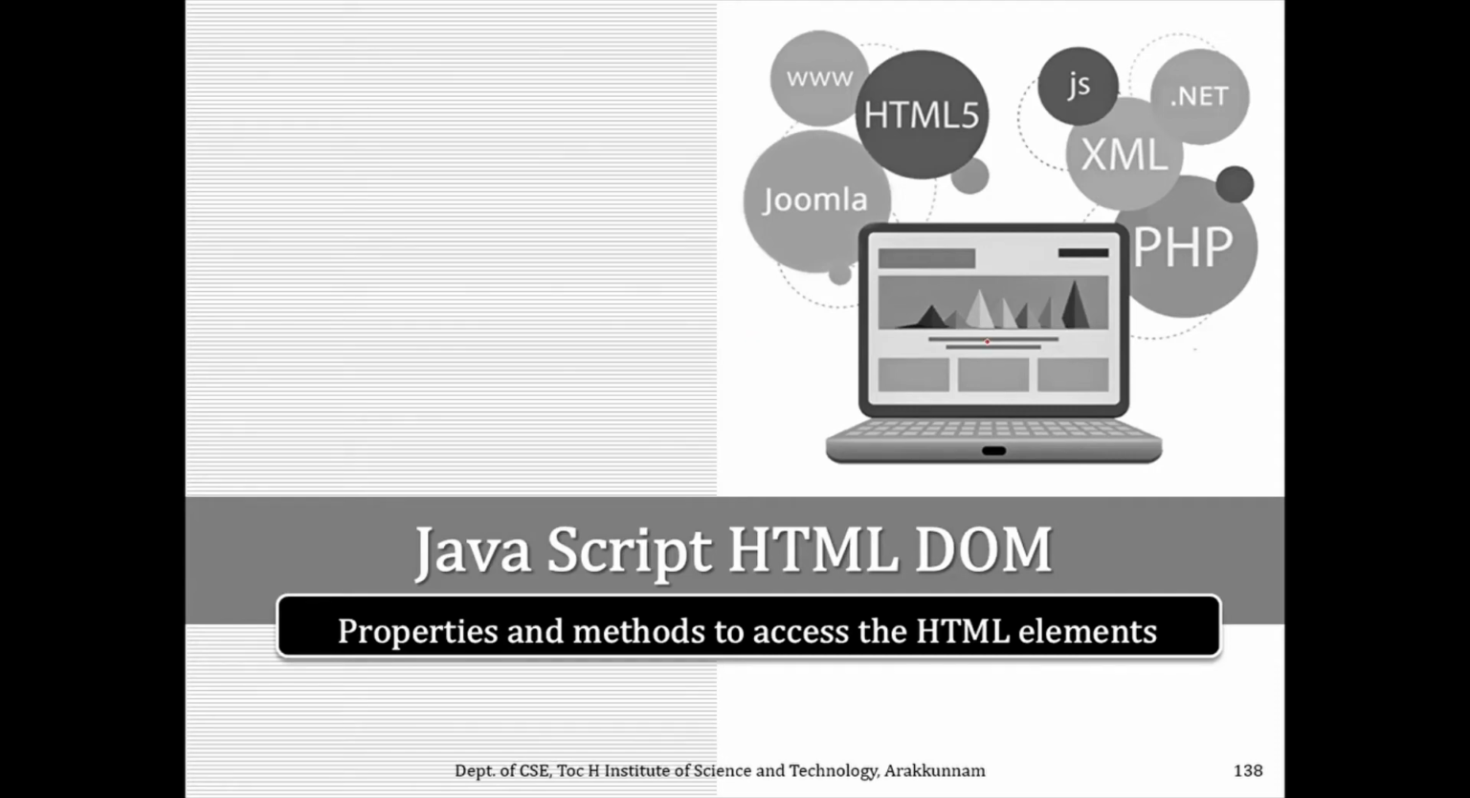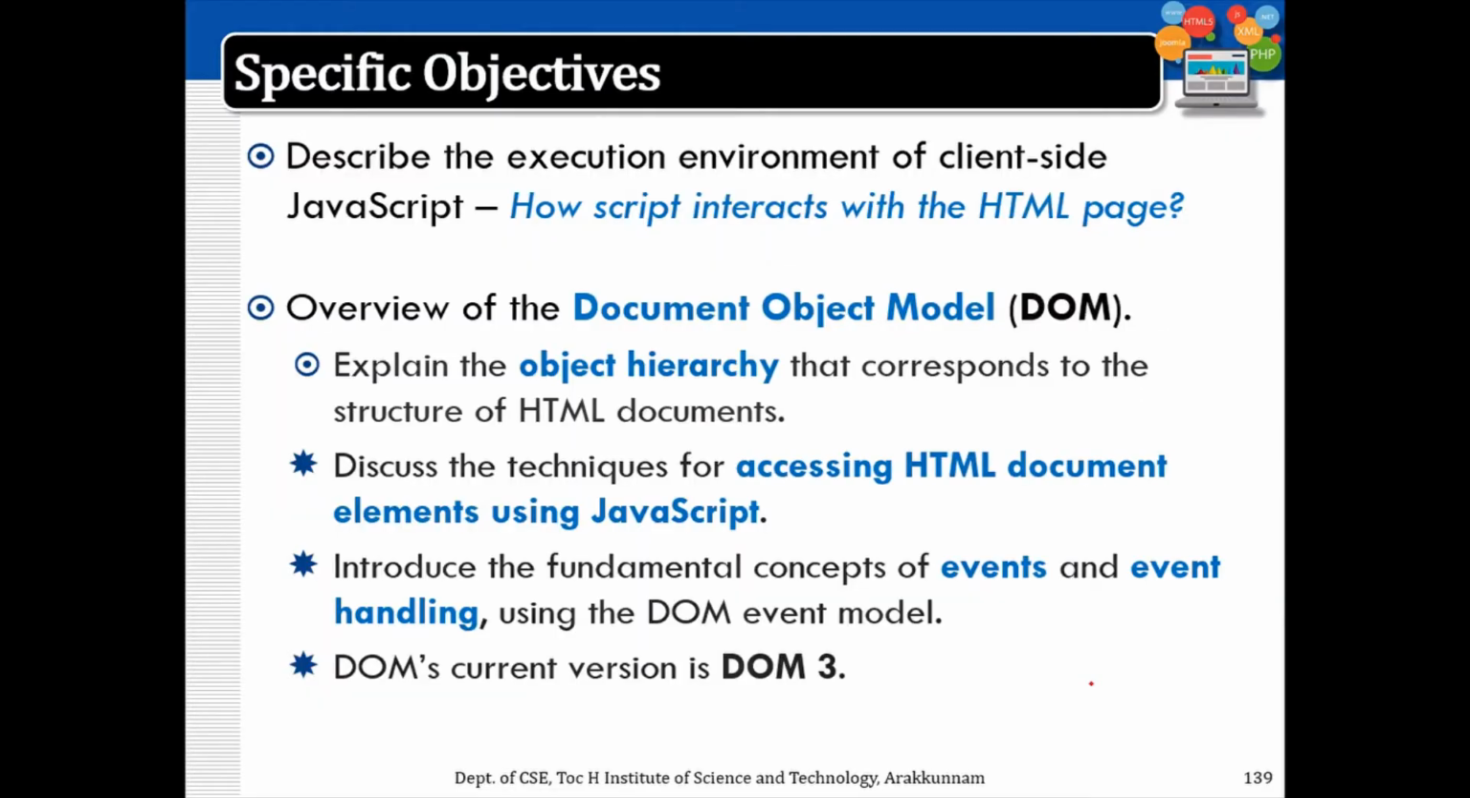The last topic regarding JavaScript is the JavaScript HTML DOM, the properties and methods to access the HTML elements. So these are the specific objectives: how scripts interact with the HTML page. We will be learning the Document Object Model, that is the DOM model.